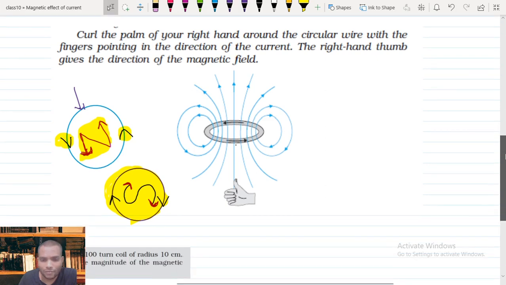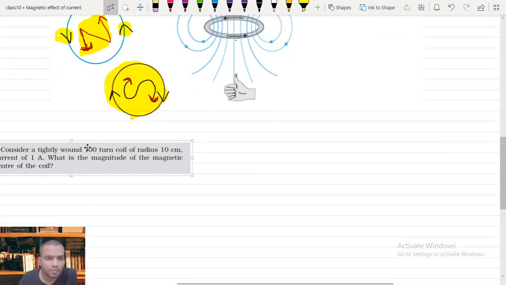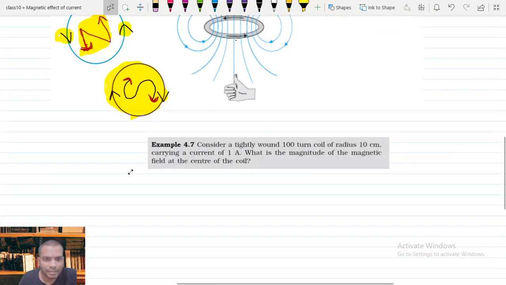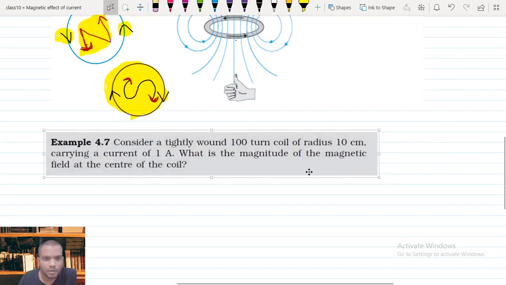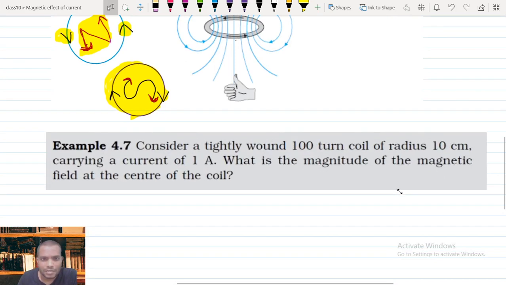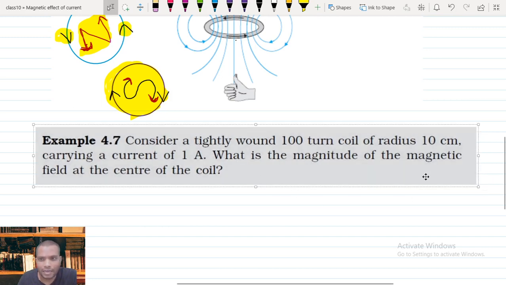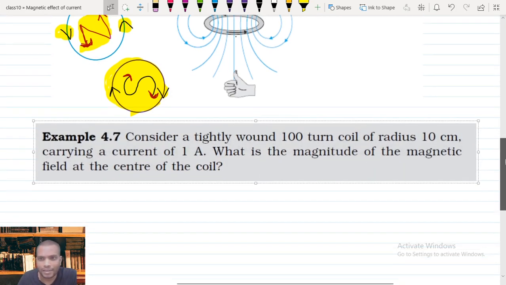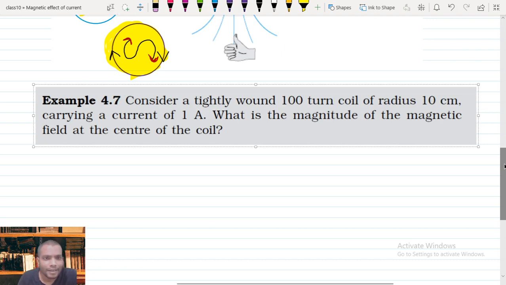Now let us try one small, simple problem. The problem is given in our example problem. The problem says, consider a tightly wound 100 turn coil of radius 10 cm carrying a current of 1 amp. What is the magnitude of the magnetic field at the center of the coil?